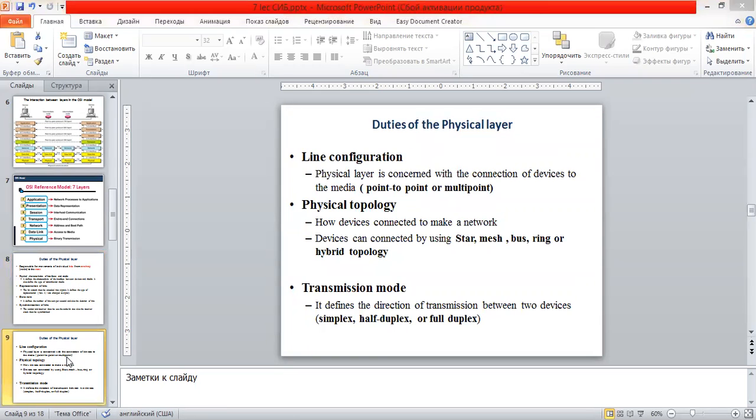And we have line configuration, the physical topology and the transmission mode. In the line configuration, physical layer is concerned with the connection of devices to the media, point-to-point or multi-point. Physical topology: devices can connect by using star topology, mesh topology, bus, ring, or hybrid topology. In the transmission mode, it defines the direction of transmission between two devices, simplex, half duplex, or full duplex.